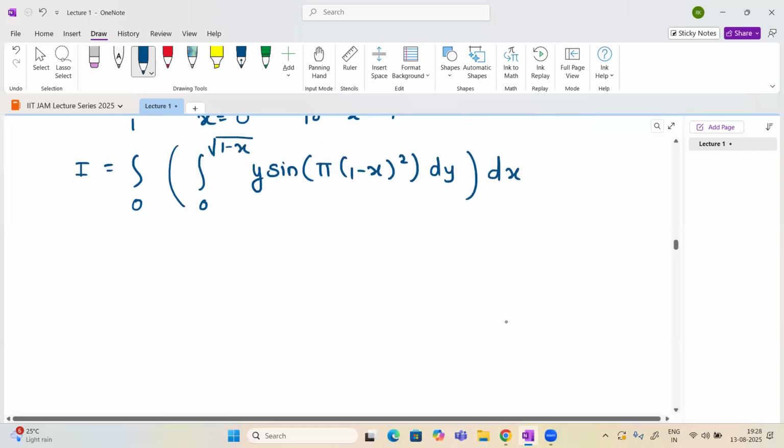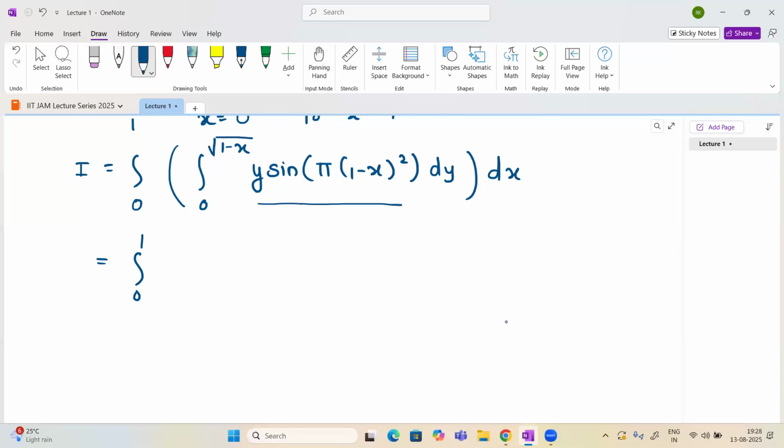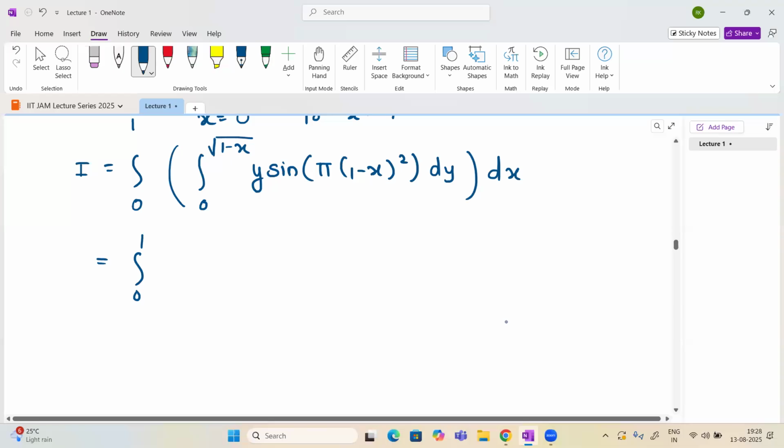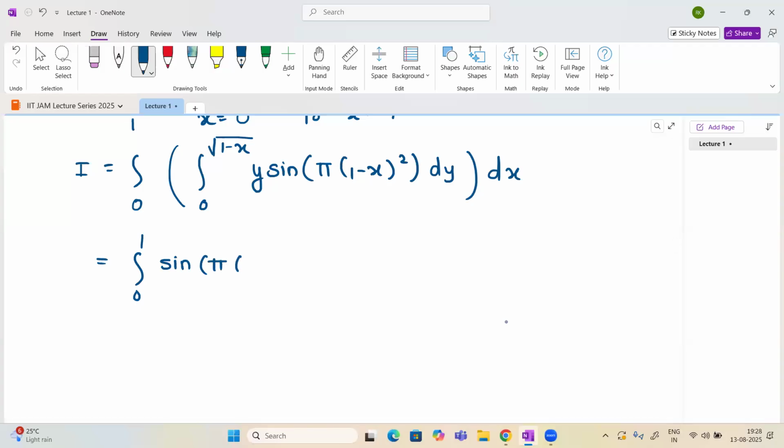As you know, we have to solve the inner integration first, right? So what is constant here? Tell me what is constant here. The sine pi 1 minus x square term is constant, since there is no y and the integration is with respect to y. So it will come outside. So 0 to 1 minus x inside the integration, we have simply y dy.